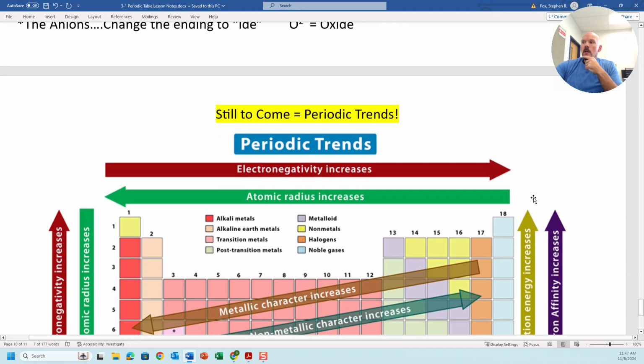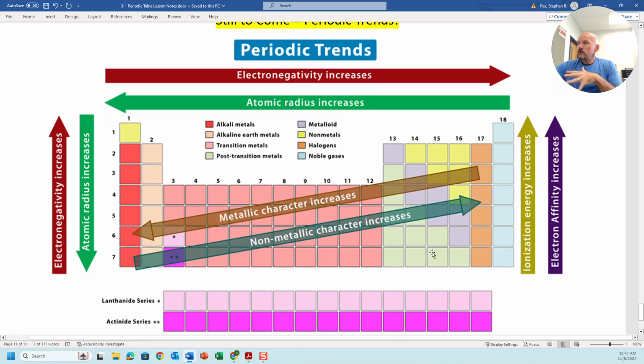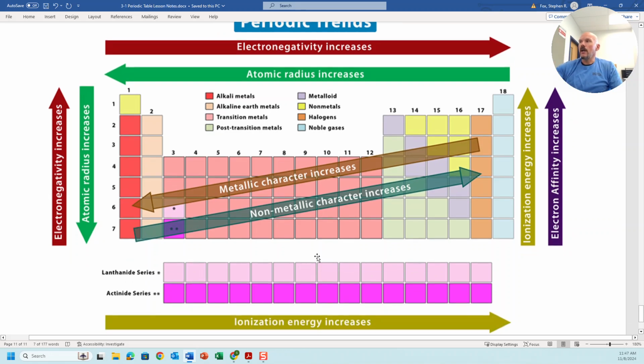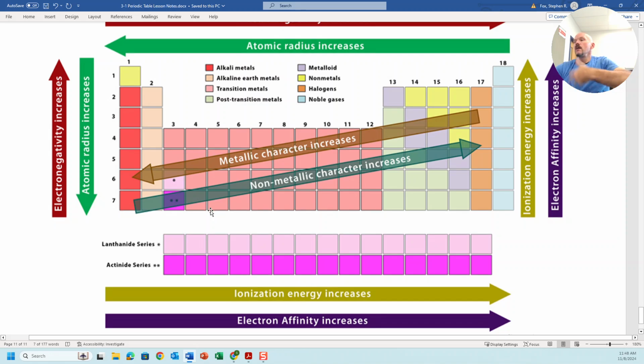Okay? All right. So eventually, later on this unit, we're going to get into these periodic trends. We're going to learn that atomic radius increases going this way across the periodic table, but electronegativity increases going this way across the periodic table. And ionization energy increases going up, but atomic radius increases going down the periodic table. So we're going to define all these things. We're going to figure out what electronegativity is, what ionization energy is, what electron affinity is, what atomic radius is, all that stuff.